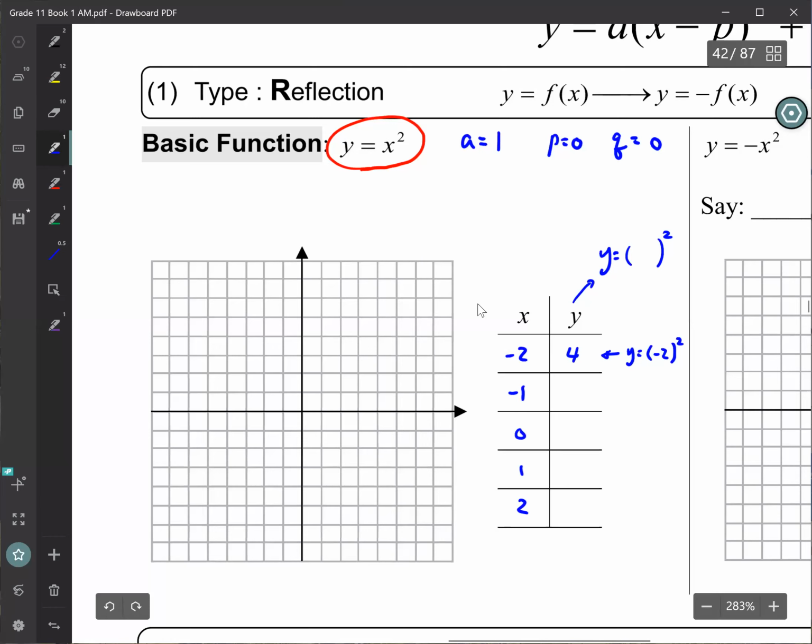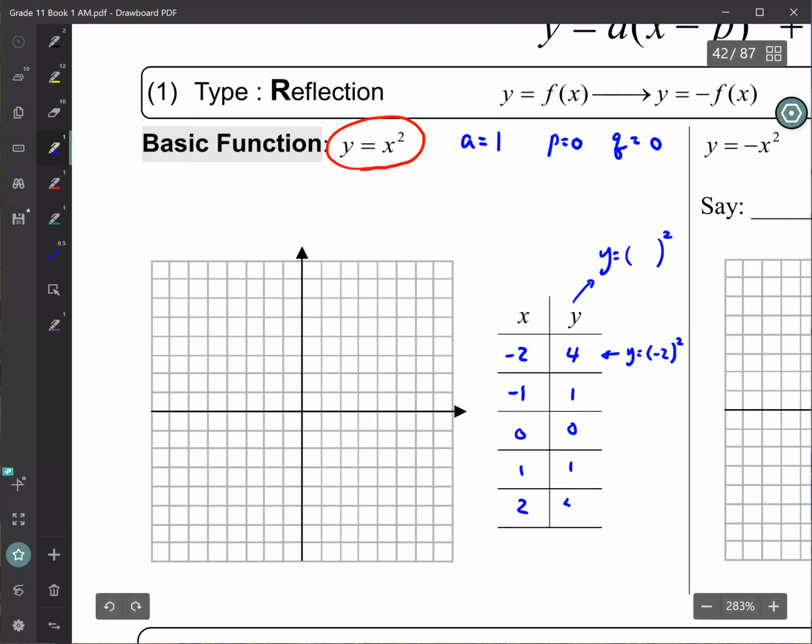Anyone has trouble getting the table? Okay, if you finish the table, please raise your hand. Okay, Eric, any questions? Not really. Finish the table? Have you finished the table, Eric? Yeah, okay. So let's have Yosher, can you tell us your y values now? 4, 1, 0, 1, 4.